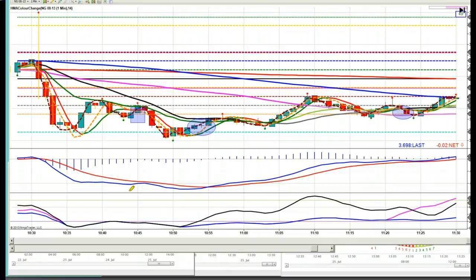Does the entry have to be at the point of the HMA changing color on the 3-minute chart? Not necessarily. I'll come back to that question, Oscar.